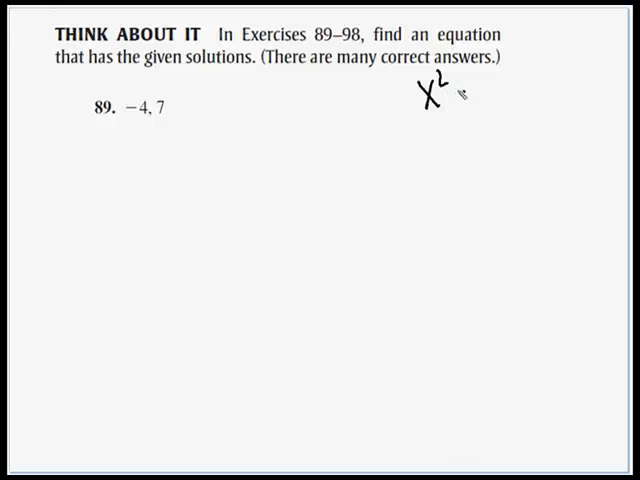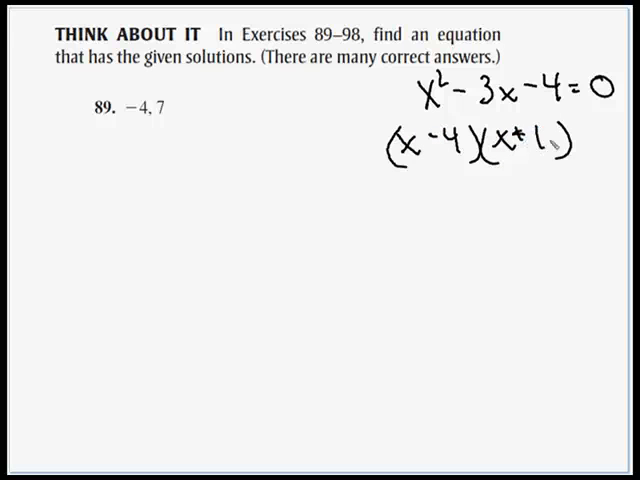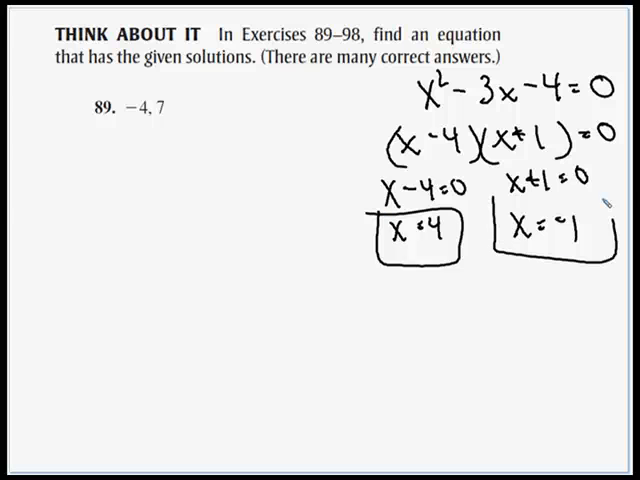We would have x squared minus 3x minus 4 equal to 0. And we would factor this side, and we would get x and x, and a minus 4 and a plus 1 equal to 0. And then we would set each of these equal to 0. X minus 4 equals 0 means x is 4. And x plus 1 equals 0 means x is negative 1. These are the solutions we found to this equation. Here, they're giving us the solutions, and they want us to find the equation. So how would we go about that?